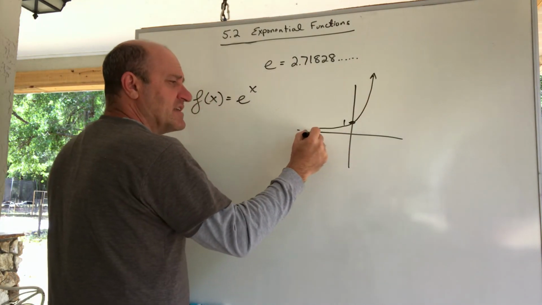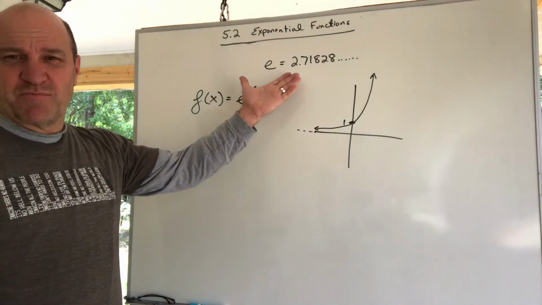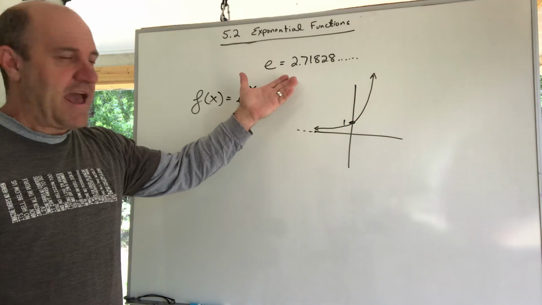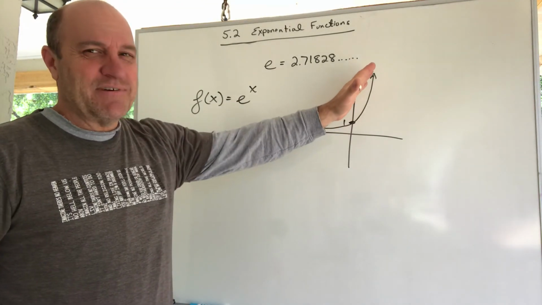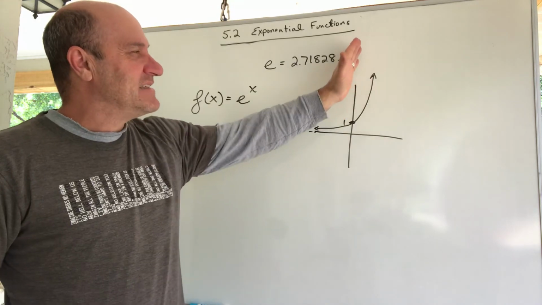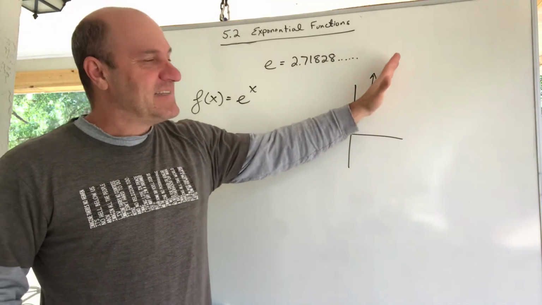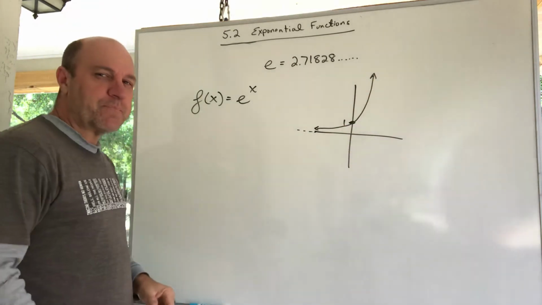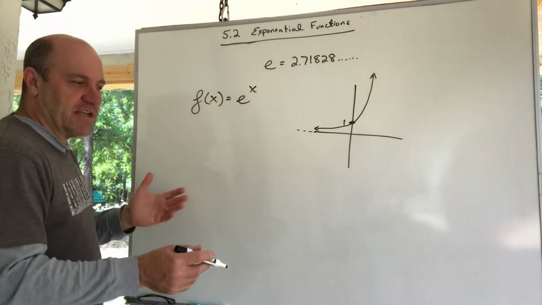It approaches this asymptote here. You know, it's kind of like a 3. Sometimes I just roughly think of it as 3 to the x. 3 to the x would be just slightly steeper. 10 to the x would be even steeper. 2 to the x would be slightly less steep. But it's a very famous number, and it's just an exponential function.